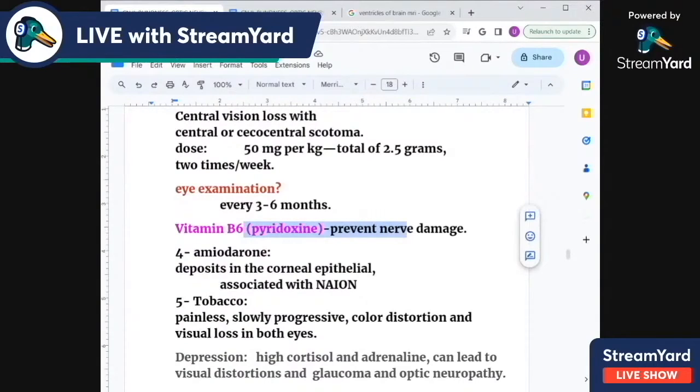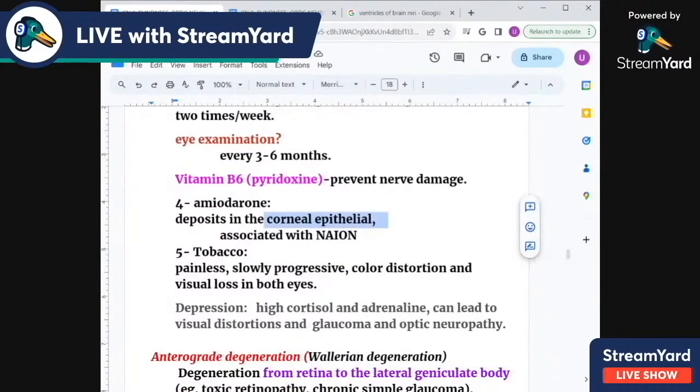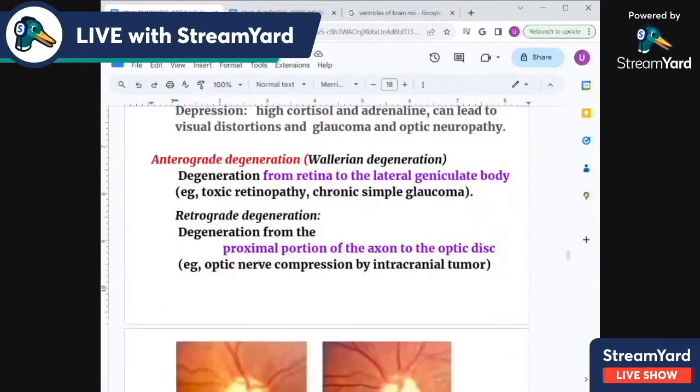And the next drug is amiodarone, which is deposited in the cornea. And then tobacco also causes slowly progressive, painless visual loss bilaterally. Then we have anterograde optic atrophy or Wallerian degeneration. In this anterograde degeneration, there is degeneration from the retina to the lateral geniculate body. The other one is retrograde degeneration, from the proximal portion of the axon to the optic disc.